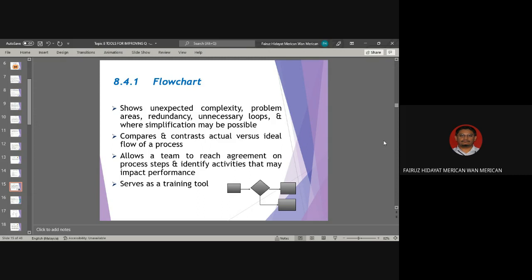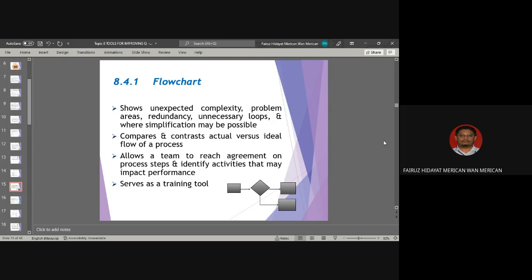And it also helps to compare and contrast the actual process versus the ideal flow of a process. So it's similar to what was discussed in the creative problem solving, right? The what should be and what is. Okay? The what should be is the ideal flow of the process, and the actual flow of process is the what is, okay? The actual process flow. So they can compare, okay, by looking at the flow chart and comparing that with what they're actually doing. So if it doesn't match, then they can make the necessary adjustments.